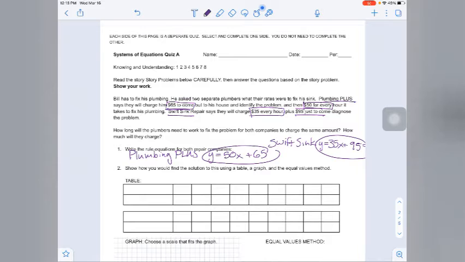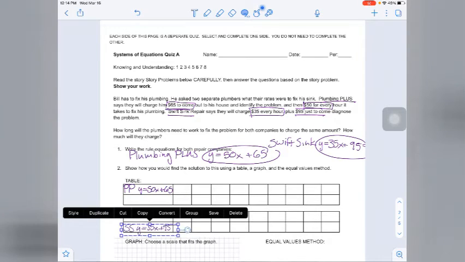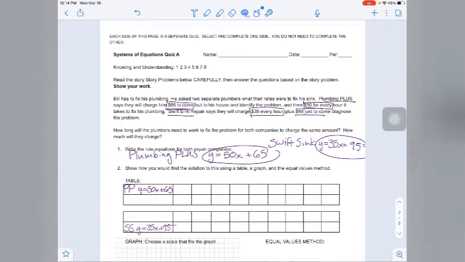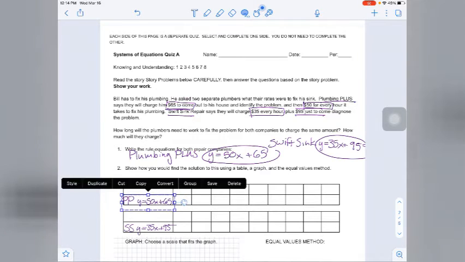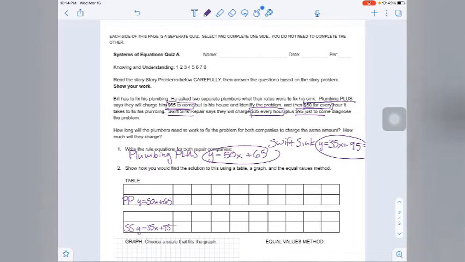Now, I know that Plumbing Plus's rule is y equals 50x plus 65, and I know that Swift Sink's rule is y equals 35x plus 95. I'm also going to move this down here. I'm going to do a different table for each one, and I'll shrink that in so that it fits in there nicely. And so these are the y values for both of them. So what is the x value here? That's the question.